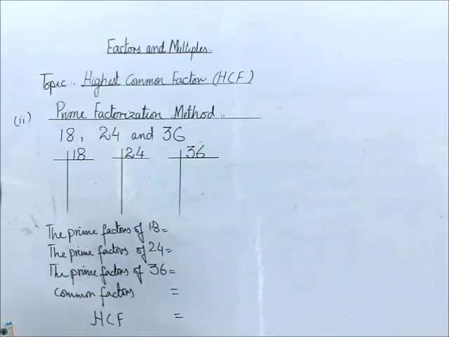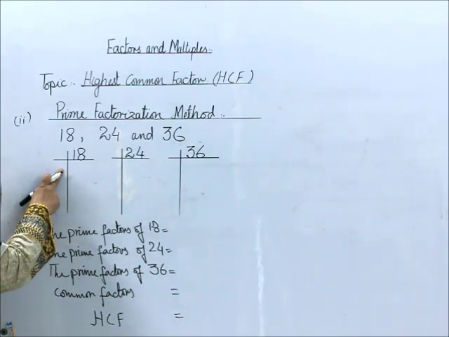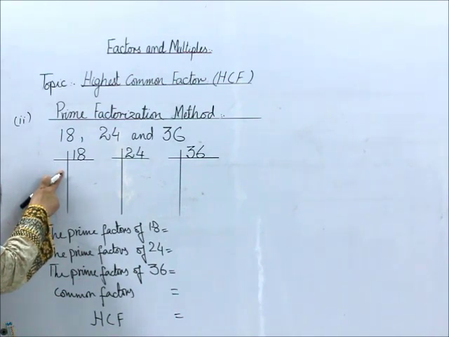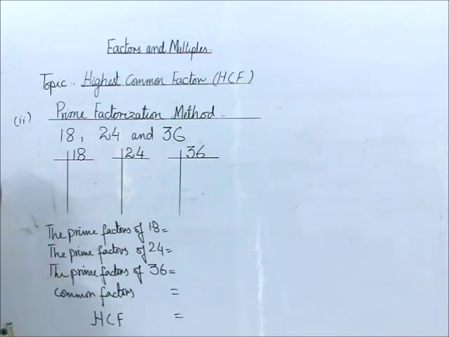Okay students, second method is the prime factorization method. We use this symbol to find out the prime factors of the given numbers. I have taken 3 numbers, 18, 24 and 36, and we will find out their prime factors one by one. One thing you have to remember is that in prime factorization you are not supposed to use composite numbers. You have to use only prime numbers. The smallest prime number is 2. So let's check whether 18 is divisible by 2. You have to keep the test of divisibility in your mind as well.